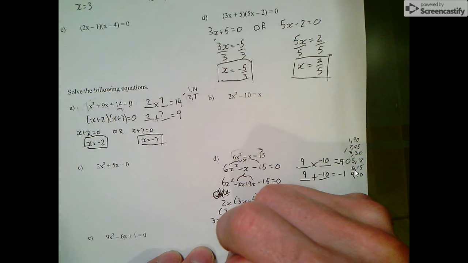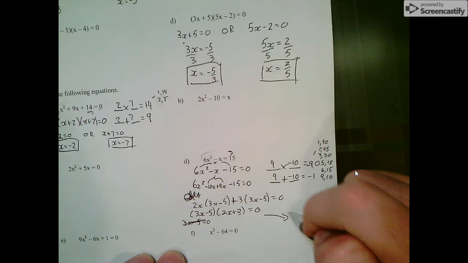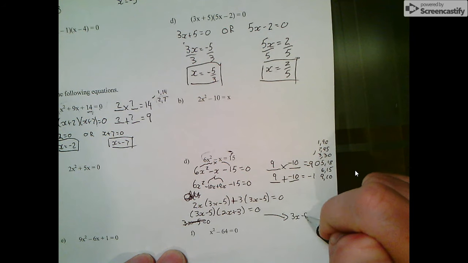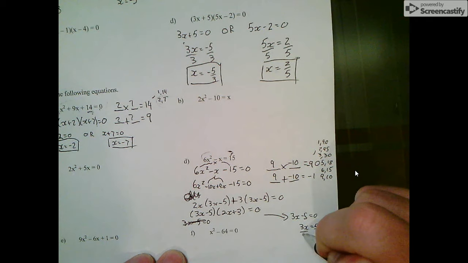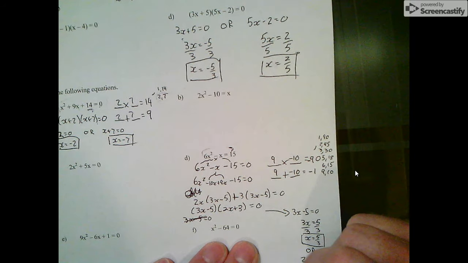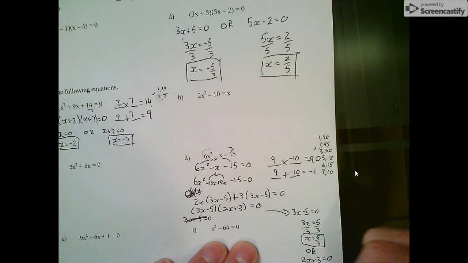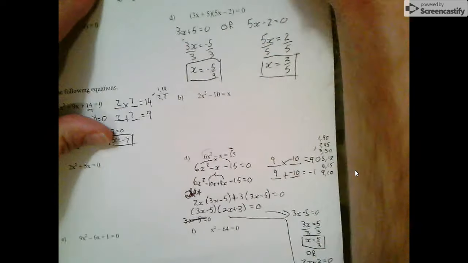So 3x minus 5 equals 0. I have no room here. I'll do this over here. 3x minus 5 equals 0 gives me, move the 5 over, 3x equals 5. Divide by 3 to get x equals 5 over 3, or 2x plus 3 equals 0. Move the 3 over to get 2x equals minus 3. Divide both sides by 2 to get x equals minus 3 over 2. There they are.